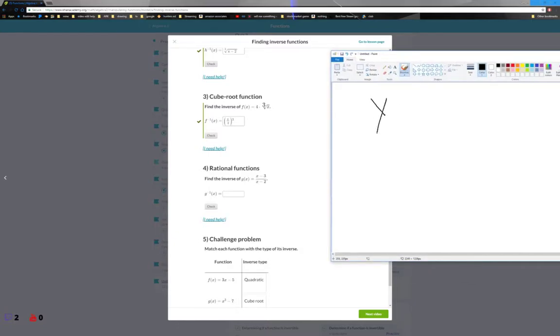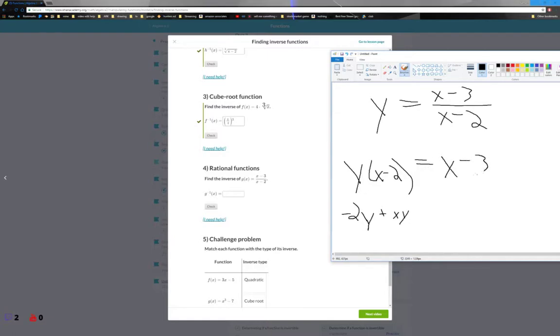So replace g of x with y equals x minus 3 over x minus 2. We'll multiply both sides by x minus 2. y times x minus 2. So we have negative 2y plus xy equals x minus 3. We can divide both sides by x.